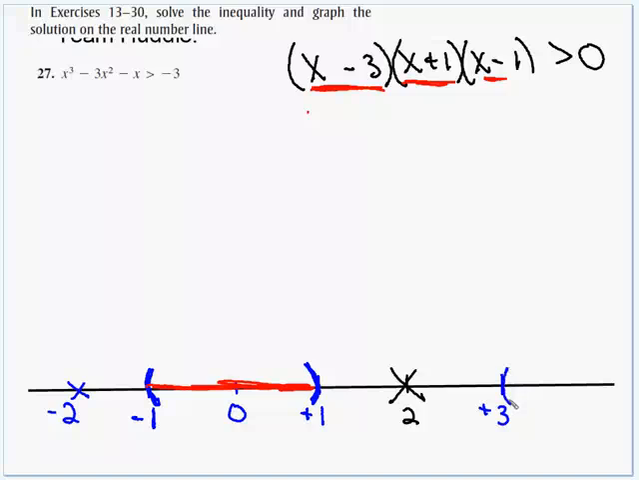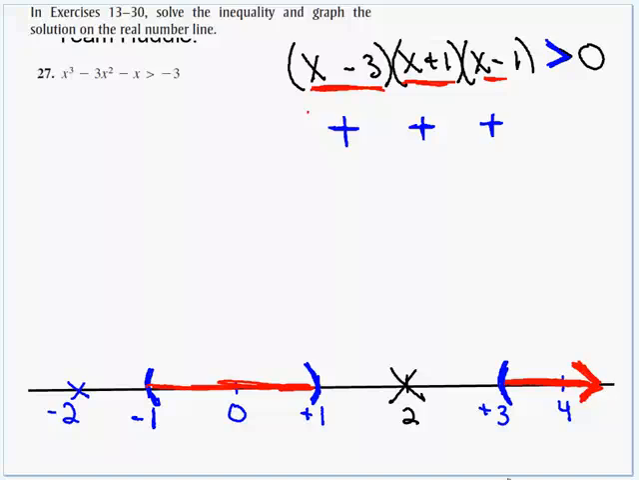Last number of interest is at 3, so let's pick a number above that, say 4. 4 minus 3, that's positive. 4 plus 1 is positive. 4 minus 1 is positive. Positives all multiply to a positive. Is a positive number greater than 0? Yes, it is. So this is going to be part of our solution set.